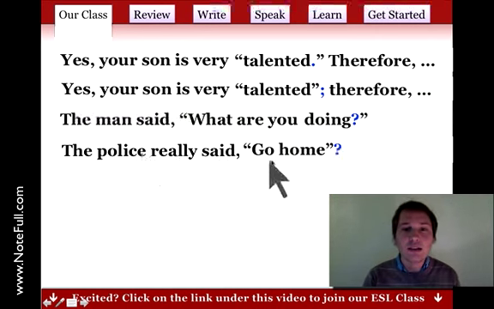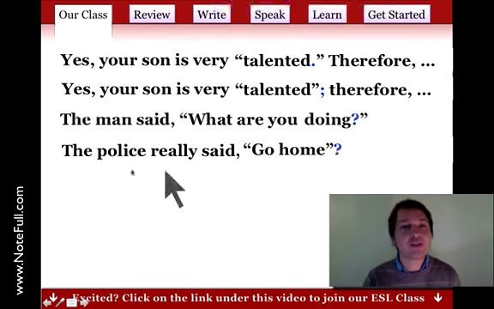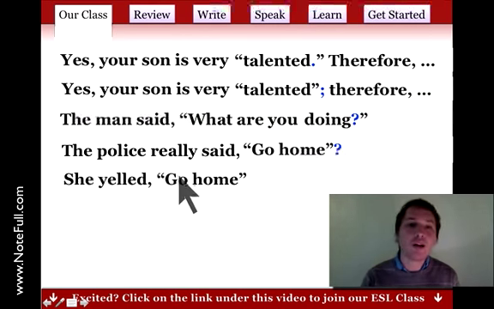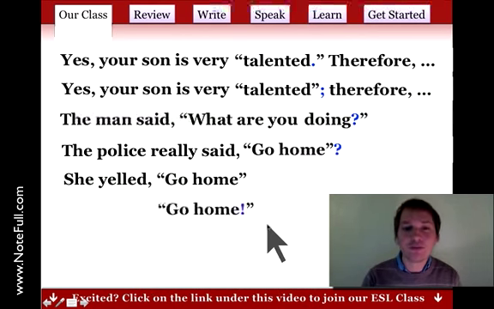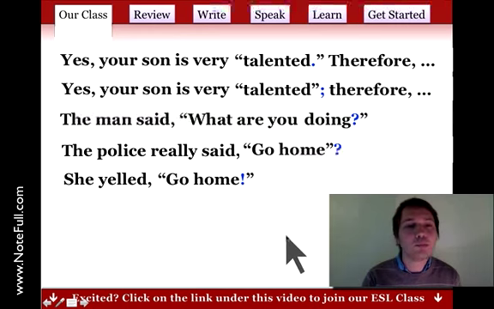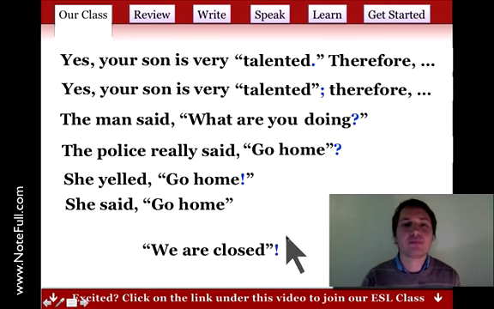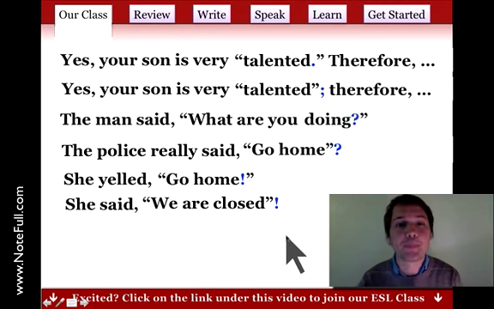For example, here, the police didn't ask a question. Actually, I asked a question. So it's not part of the quotation. What about an exclamation mark? It's the same idea. If it's part of the quotation, we include it inside. But if it's not part of the quotation, we put it outside.